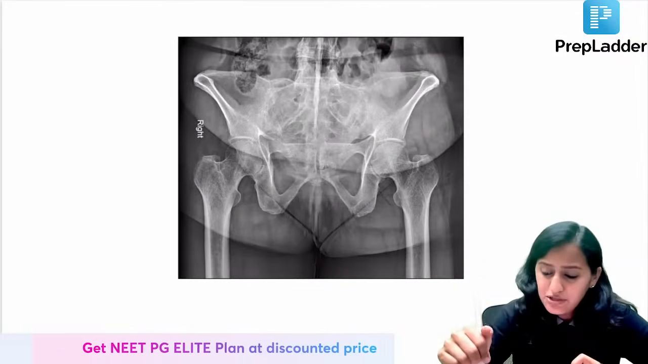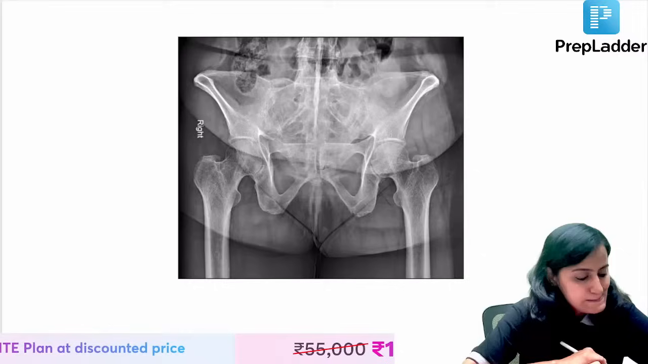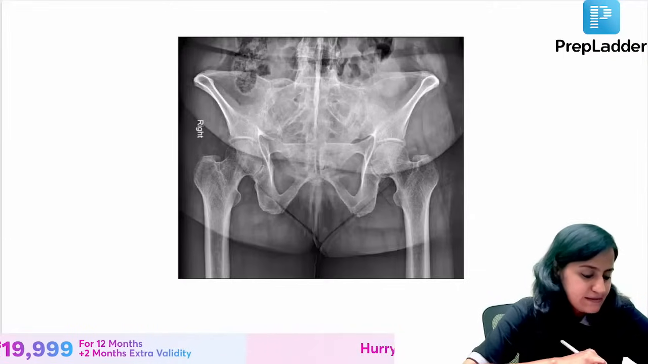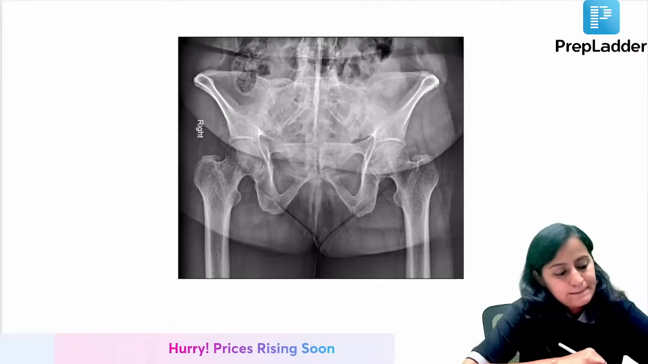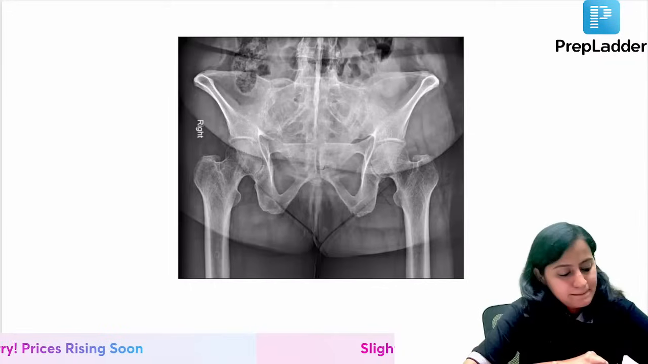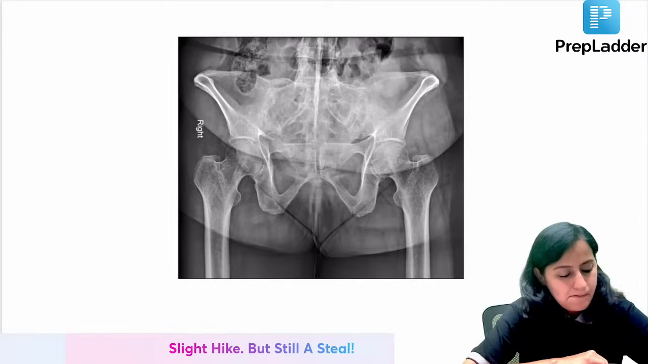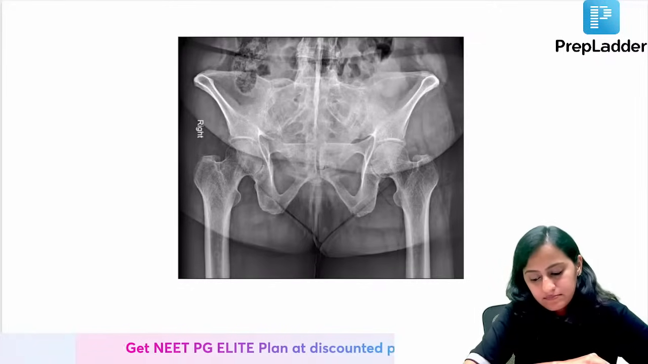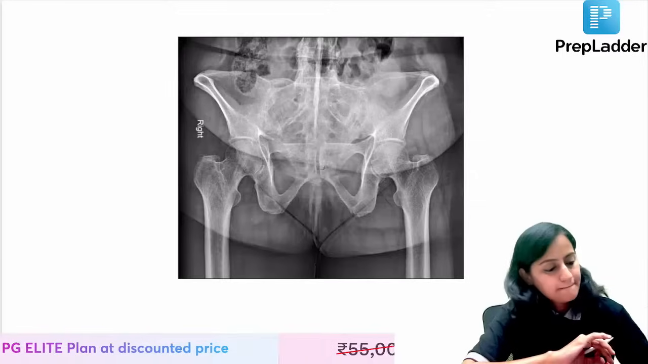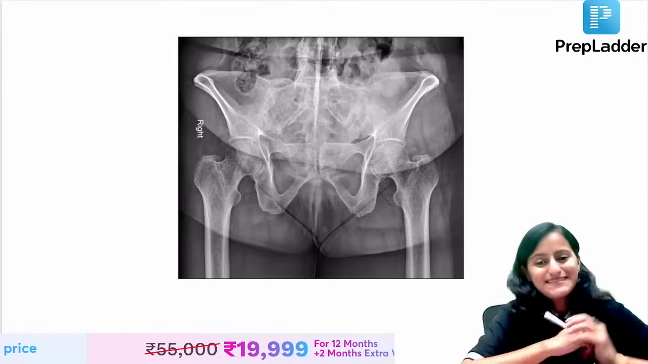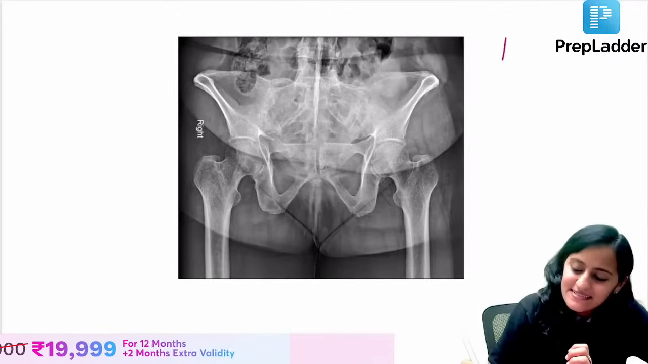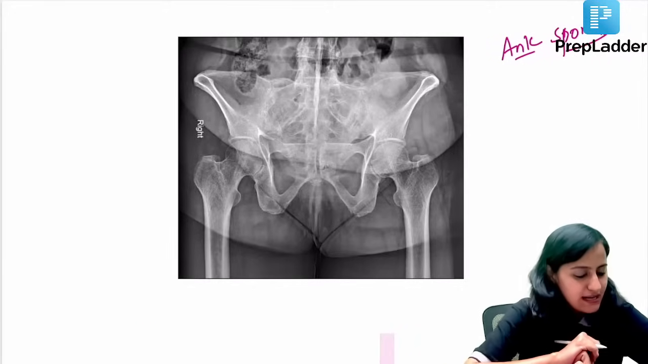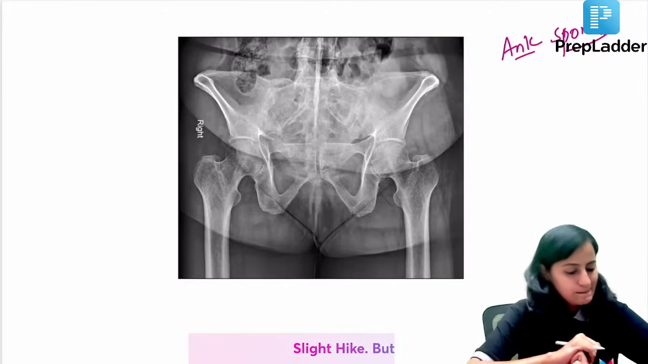Next one, what do you think is the diagnosis here in this case? Chronic osteomyelitis, okay, osteoarthritis 9. What is this? Yes, medical cake, correct. This is ankylosing spondylitis.